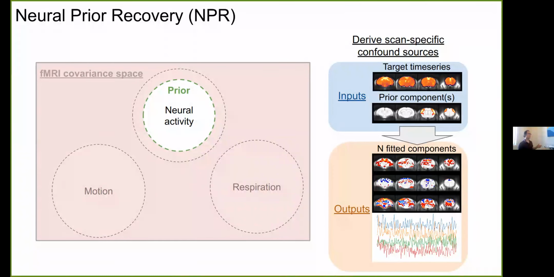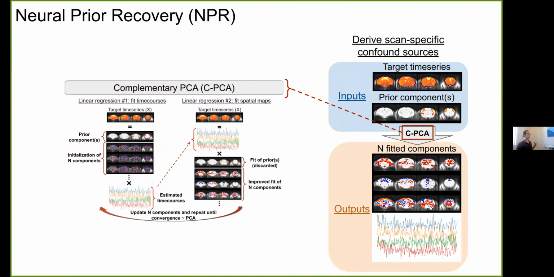And that's the goal of the technique I'm going to present, called neural prior recovery, or NPR, which takes as input a set of spatial maps representing networks of interest, and will find all of the sources which are not this prior in a particular scan, so that we find all potential confounds and remove them. And this is done using complementary PCA, which I'm going to describe in the next few slides.